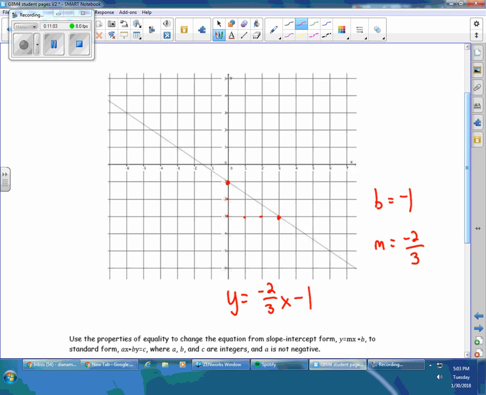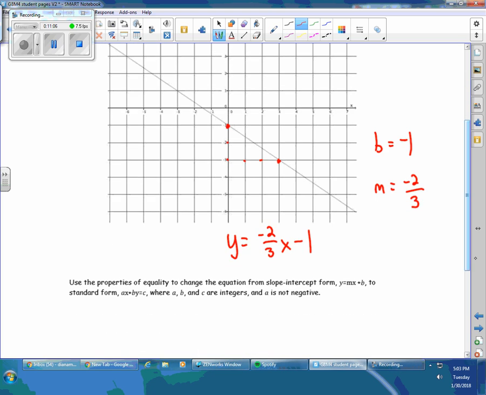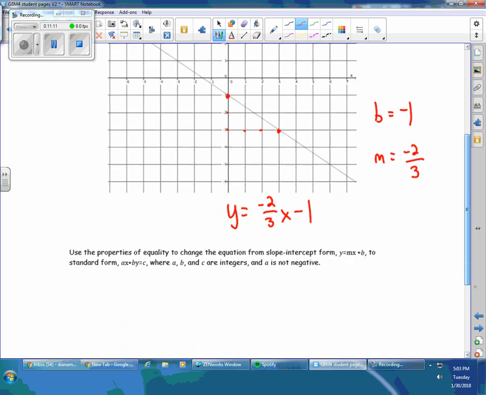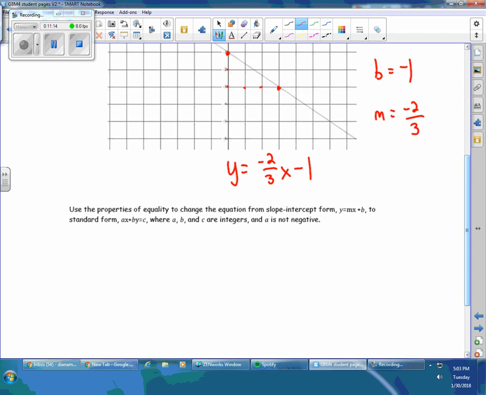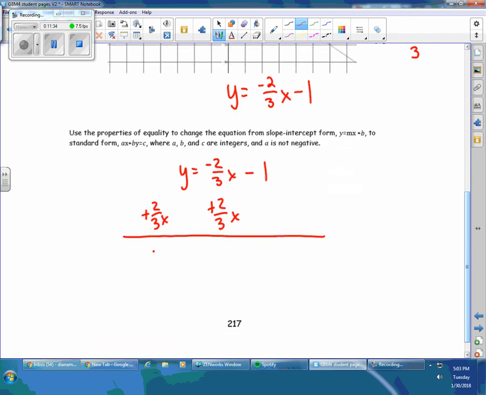So the first one, or this equation, let's see what number we're on. Number 2, y equals negative 2/3 x minus 1. Again, it says use the properties of equality to write the equation in standard form. So I'm going to show you how I would do that. y equals negative 2/3 x minus 1. I need to get my x term onto the other side. So I'm going to add 2/3 x to both sides. So I'll have 2/3 x plus y equals negative 1.